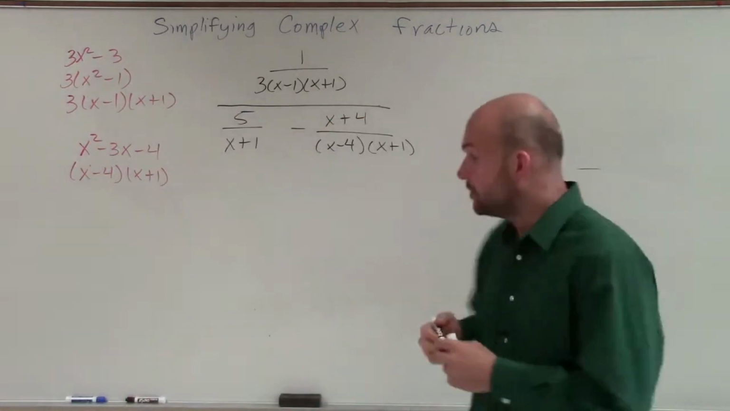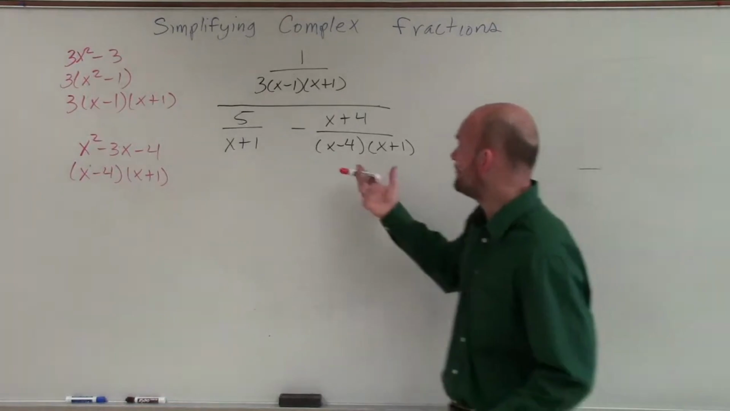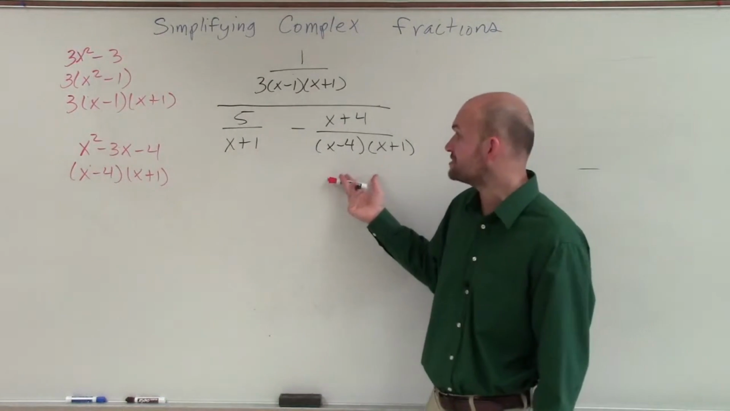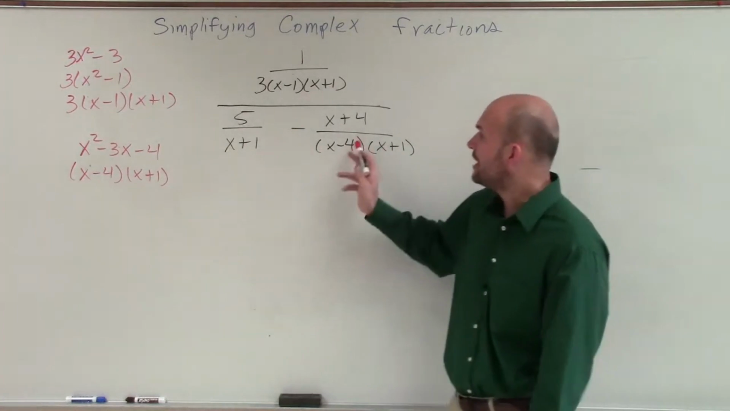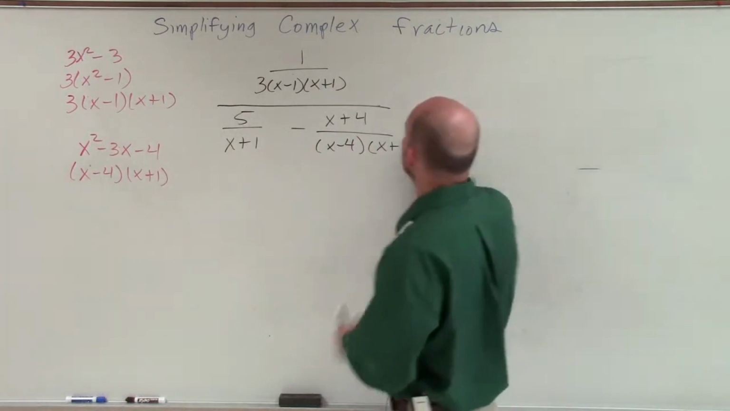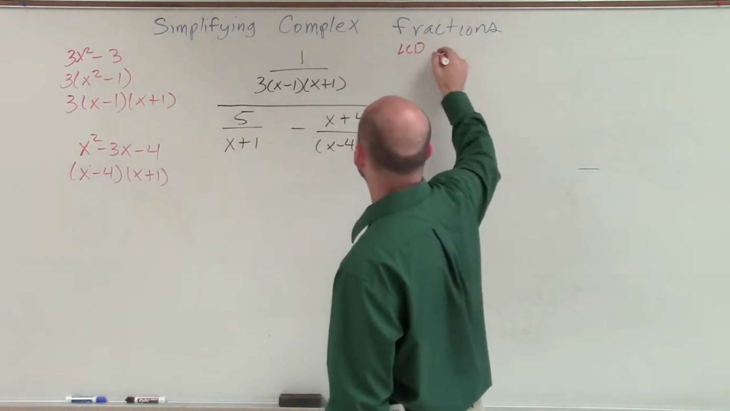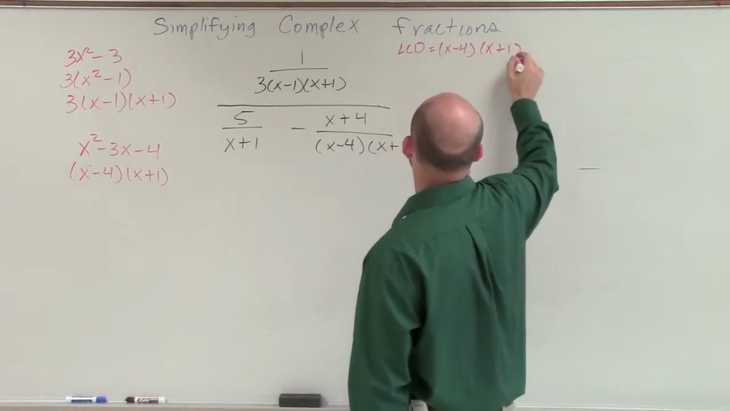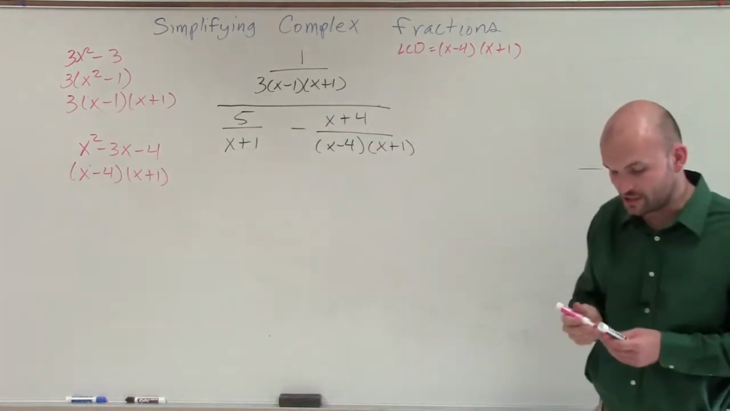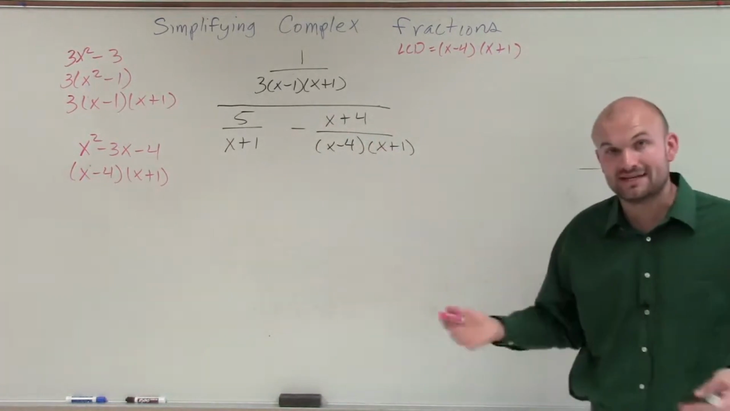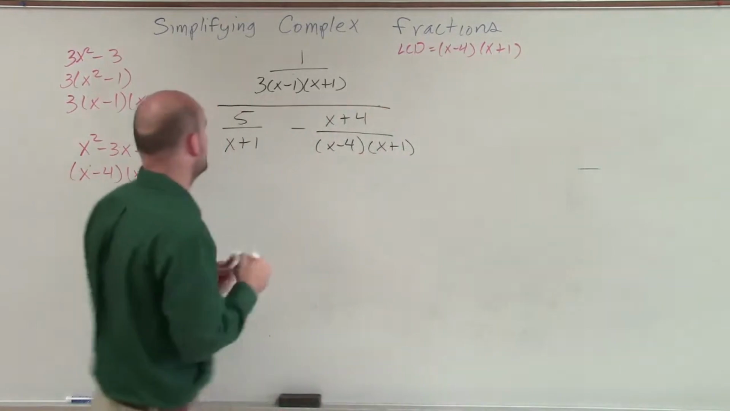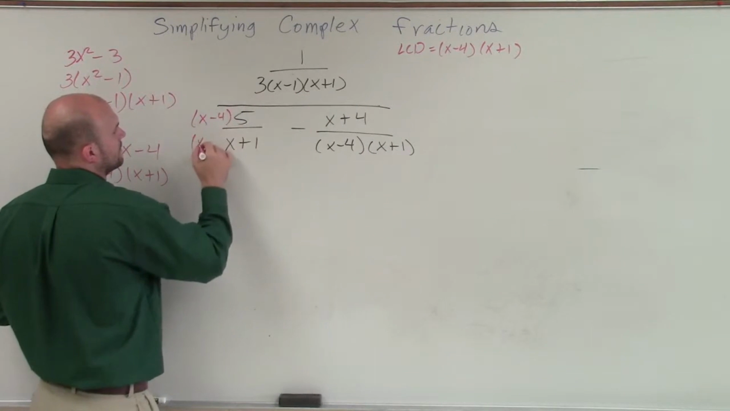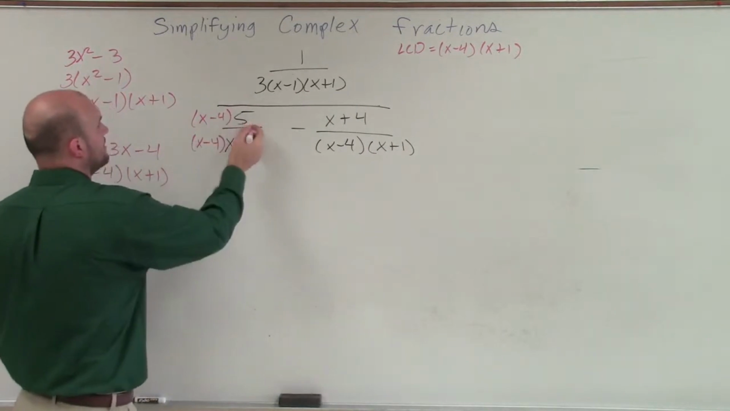Now we need to find the common denominator of these two fractions. We notice they both share an x plus 1. However, this one has an x minus 4, so our LCD is going to be x minus 4 times x plus 1, just for the fractions in our denominator. So now I need to multiply. This one already has my LCD. Over here, I need to multiply by x minus 4. And then I simplify this.